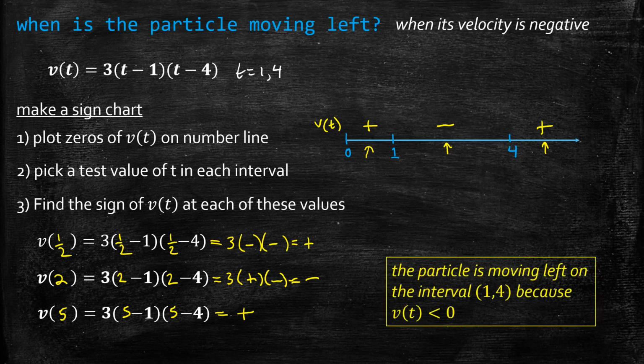So therefore we know when the particle is moving to the left. The particle is moving left on the interval 1 to 4 because that is where the velocity is negative.